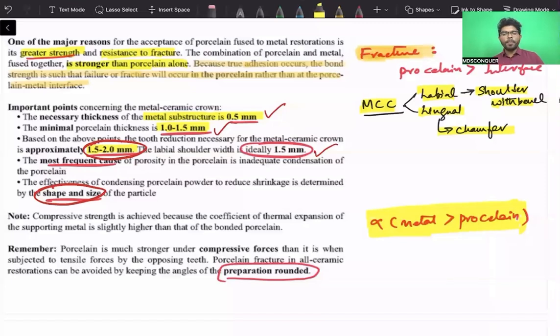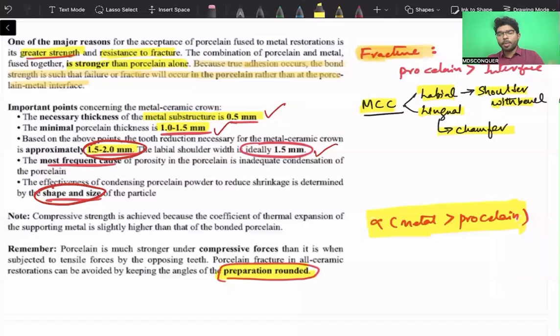As you know, porcelain is much stronger under compressive forces when compared to tensile forces. So stress concentration in all-ceramic restorations should be avoided by keeping the preparations rounded. First important is the metal ceramic crown: labial side, shoulder with bevel; lingual side, chamfer. Fractures most commonly occur in porcelain rather than at the porcelain-metal interface.